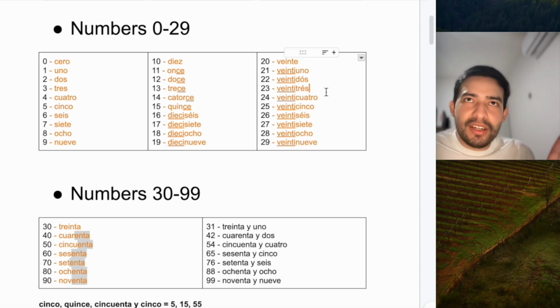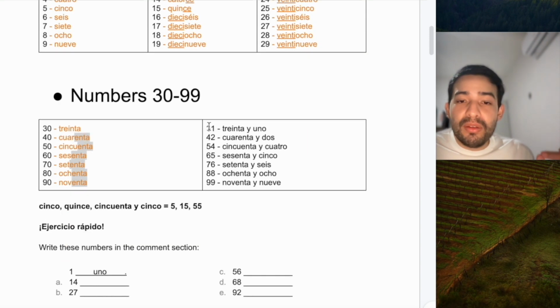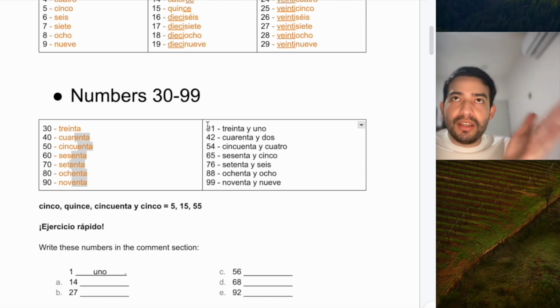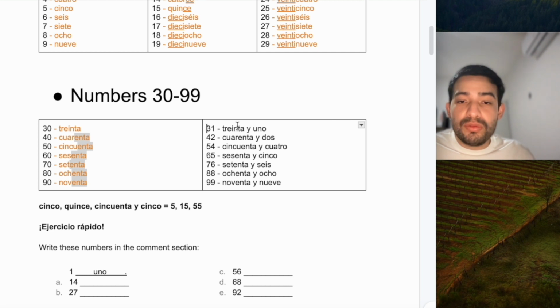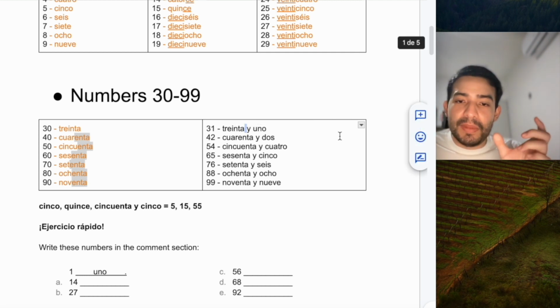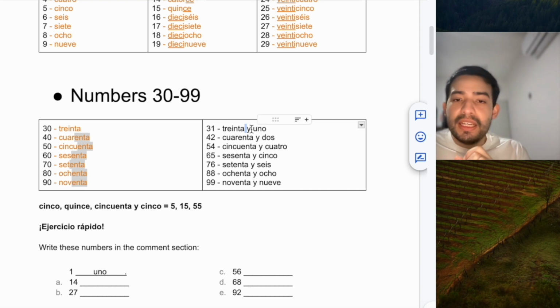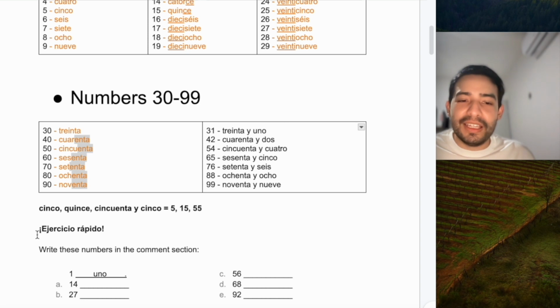That matters if you're spelling, if you're writing Spanish, right? If you speak, you won't be able to tell. But when we write from 30 on, like 31, 32, then we do write different words separated by blank spaces, okay? So 30 space y space uno. Okay, now moving on, let's do el ejercicio rápido.